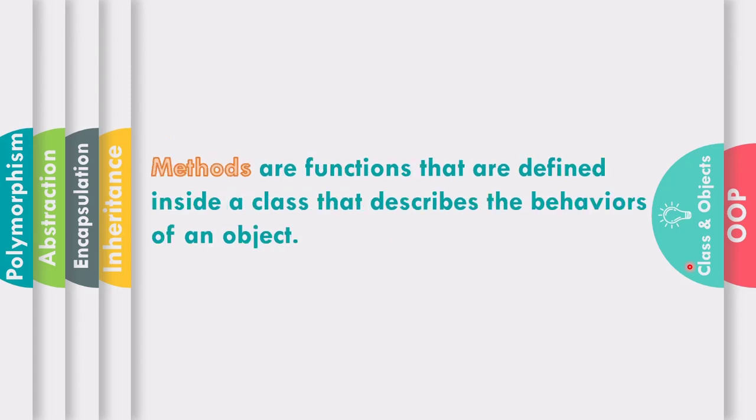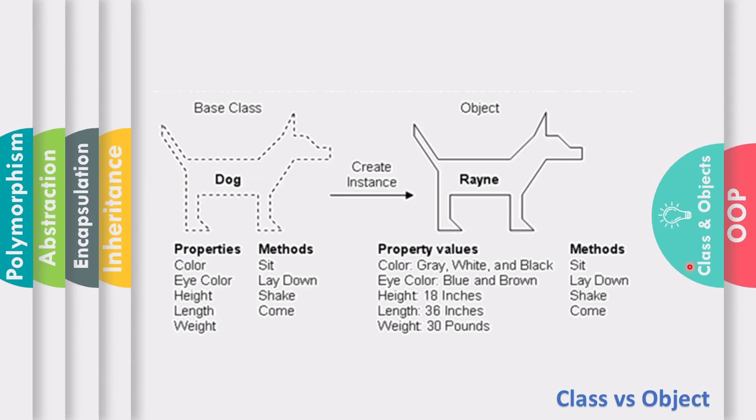Methods are functions that are defined inside a class that describe the behaviors of an object. Here the dog is the class, and the object is Ryan, which is derived from the dog class. Here the dog class has properties such as color, eye color, height, length, and weight. The functions that a dog can perform are methods. They are sit, lay down, shake, and come.